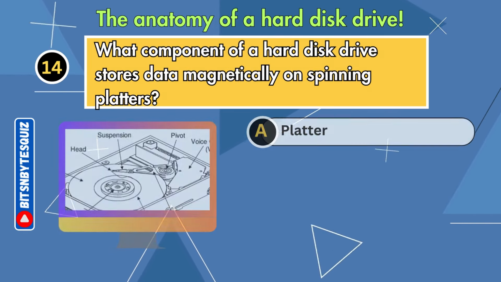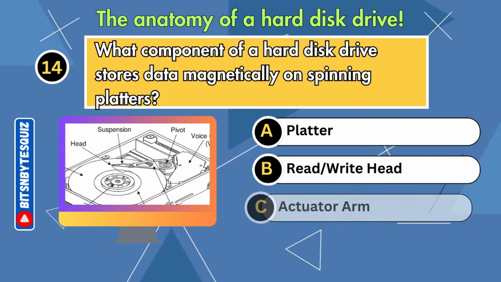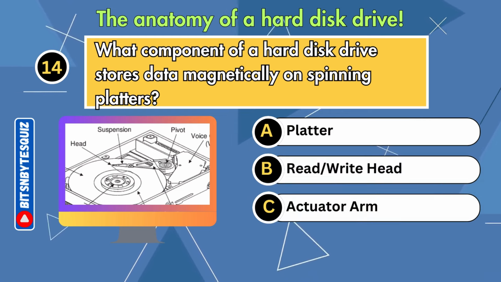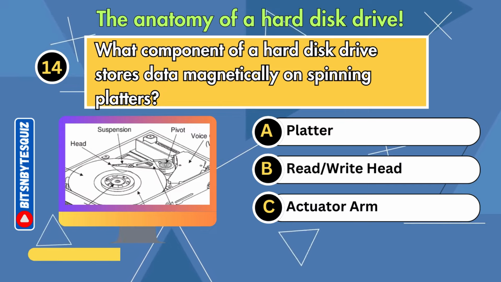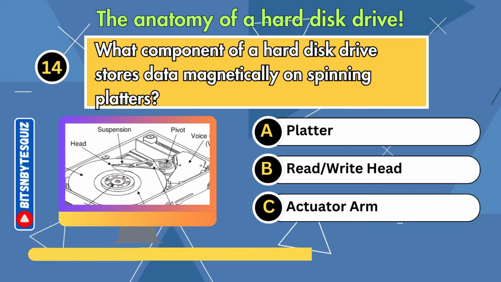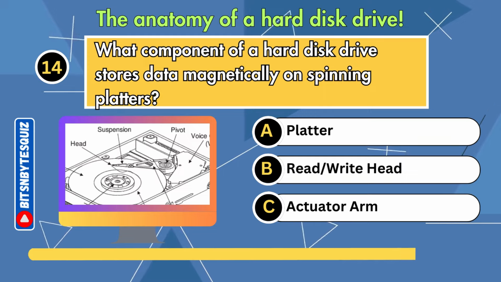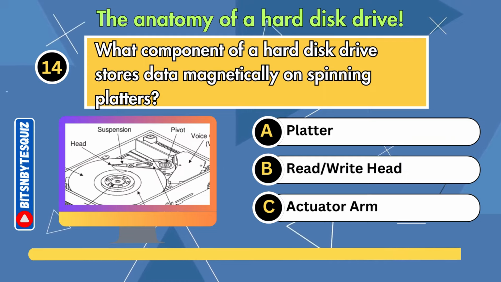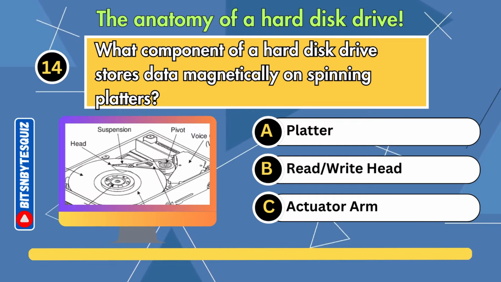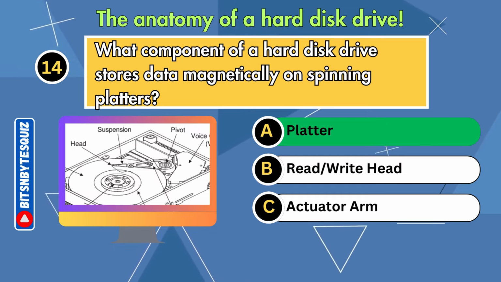What component of a hard disk drive stores data magnetically on spinning platters? Option 1, platter. Option 2, read/write head. Option 3, actuator arm. Answer is platter.